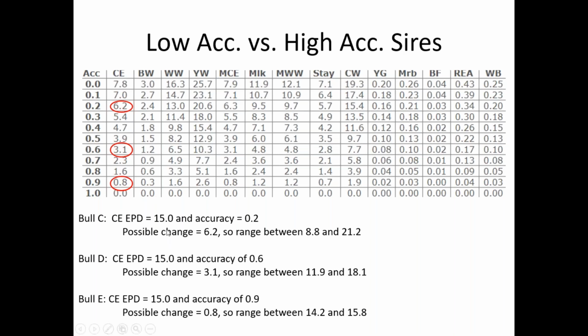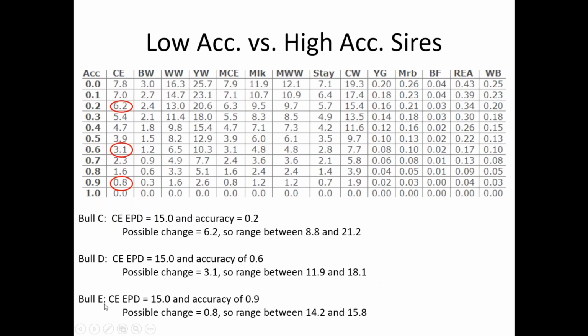So another example of kind of struggling through this possible change and having a gut feel for what accuracy means. If we have that same bull with a 15 calving ease EPD and an accuracy of 0.2, again, the possible change is 6.2, so the range is that same 8.8 to 21.2. Now let's think about having a bull that has a higher accuracy. So his accuracy is 0.6. We come up to this possible change table, and we find that 3.1 is the possible change. So we would expect 2/3 of the time that bull's true breeding value will be in 15.0 plus or minus 3.1, so a range between 11.9 and 18.1.